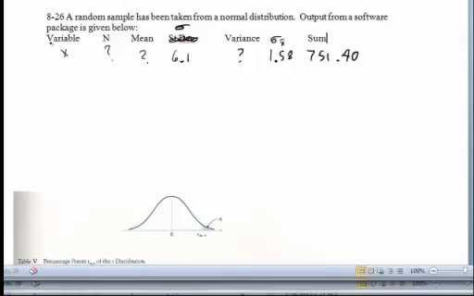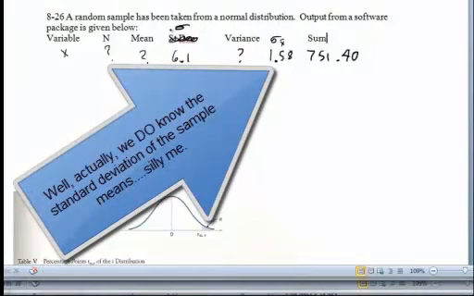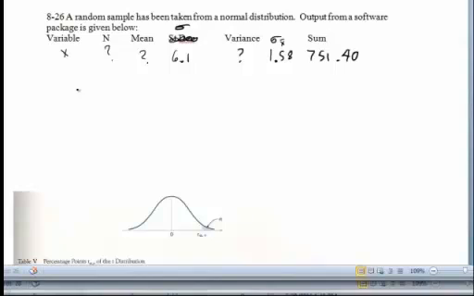So the variable itself is x. We don't know how many were in the sample. We don't know the mean. We don't know the standard deviation or the variance. We do know the standard deviation, but we don't know the standard deviation of the means. But we do know the sum that we got. So they're asking us, first off, to please figure out what some of those missing variables are.